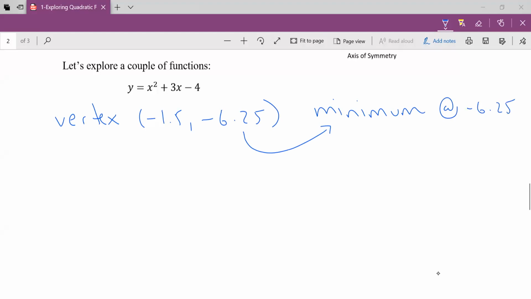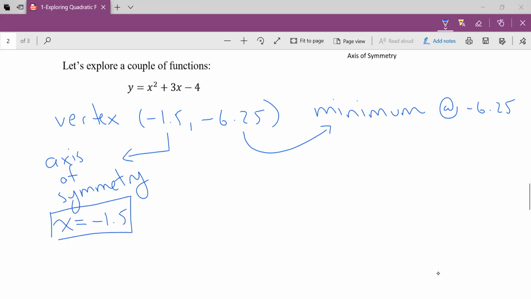Okay, what is the x? Well, the x is actually the part of the graph that cuts our graph in half. This is our axis of symmetry. So the vertex is made up of two things, the axis of symmetry and the max or the min. And our axis of symmetry is an equation of a line. So we always write it like that. X is equal to whatever that is.